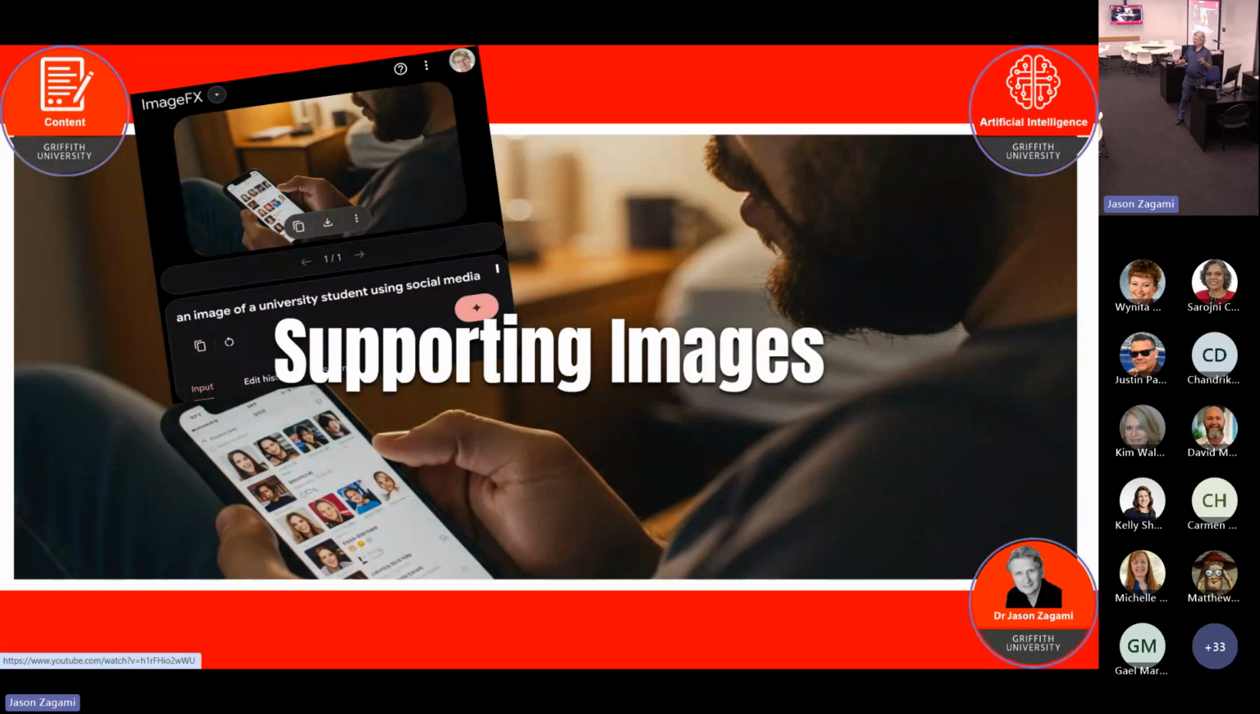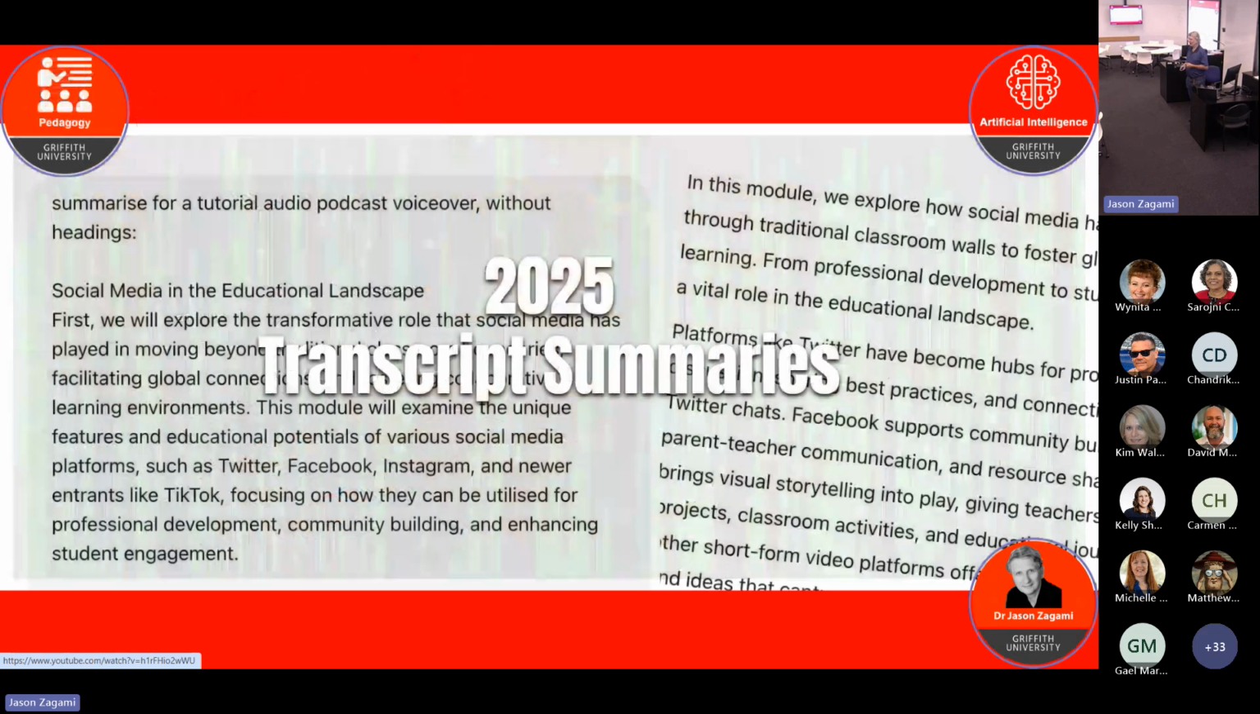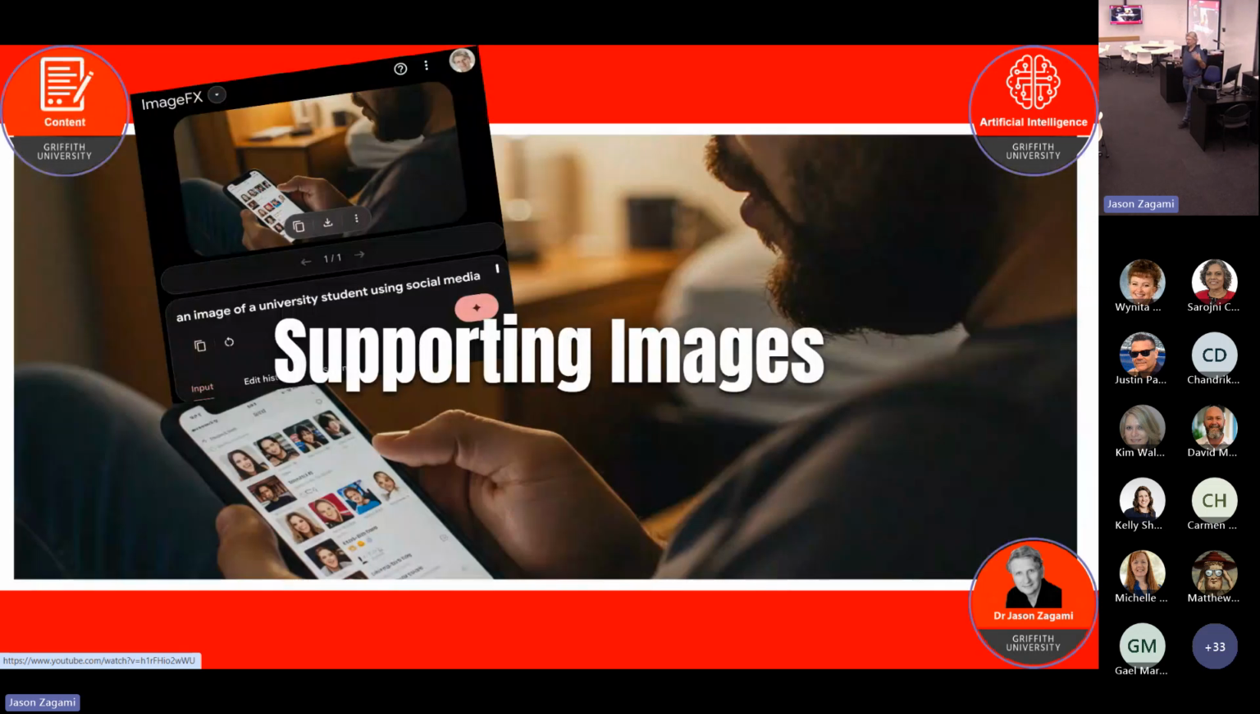Then, of course, I needed some images. So I developed about 250 images. My favourite tool is ImageFX, which is a Google tool. Of course, it creates photorealistic images, and that's what I like to use in my courses. And that's what took me up to the end of last year.